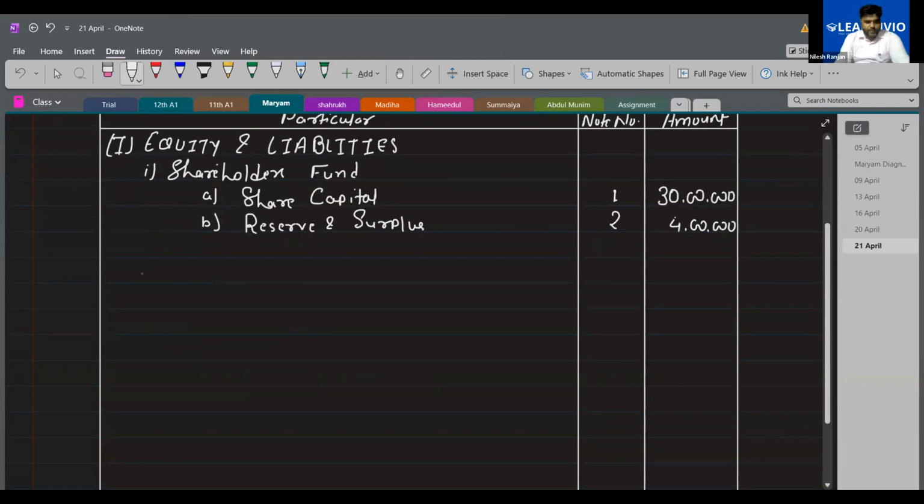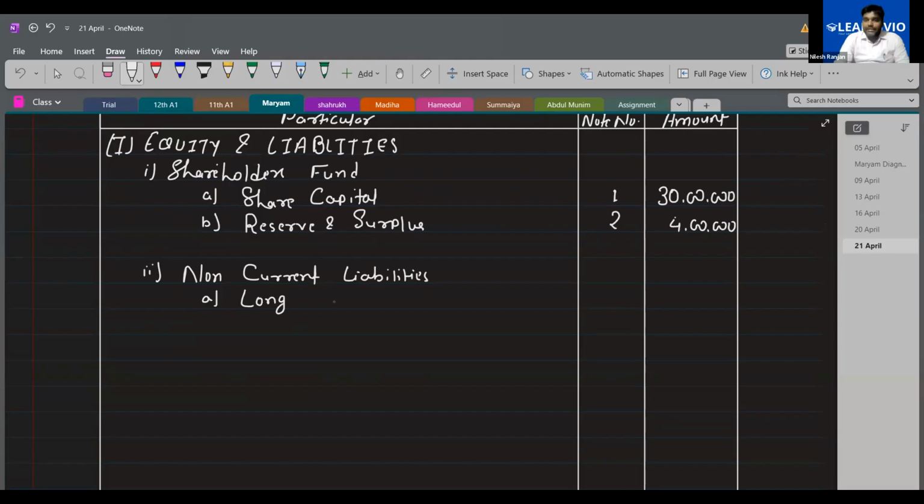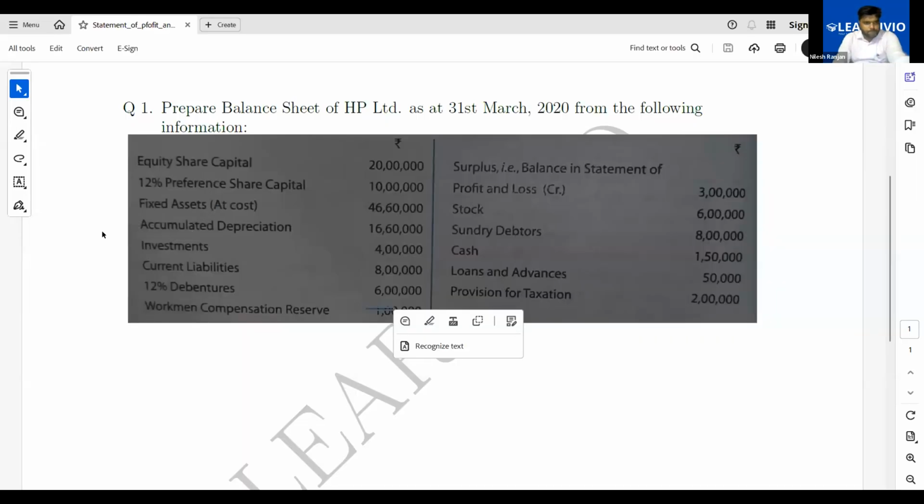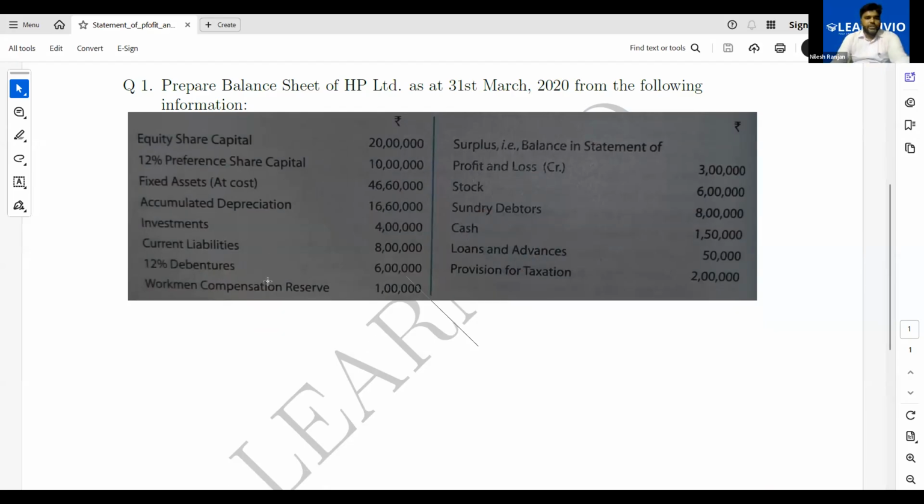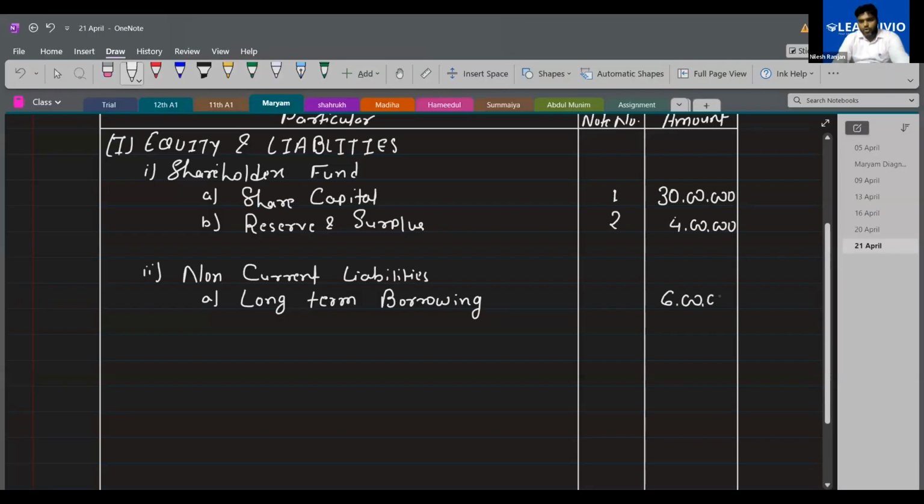After this, we will prepare the second heading, which is non-current liabilities. Under non-current liabilities, there are 4 subheadings. One is long-term borrowing. Long-term loans and debentures are written under long-term borrowing. Sundry debtors will go in current assets, stock will go in current assets, cash, loans and advances will go in current assets. Provision for taxation is short-term provision. So there is only one item in long-term borrowing, which is 6 lakh. There is no long-term provision.